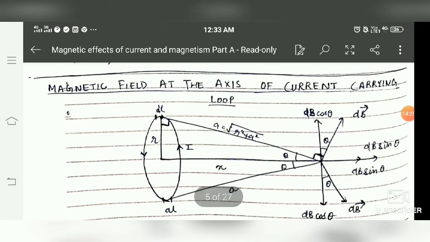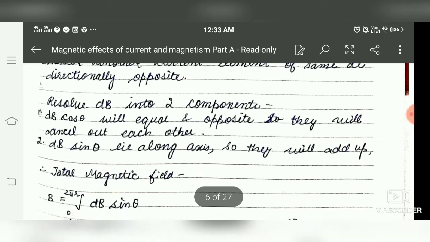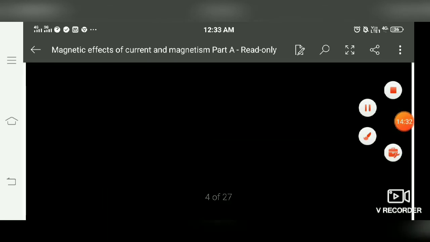Next is the magnetic field at the axis of a current carrying loop. In this case, we have a loop like this.